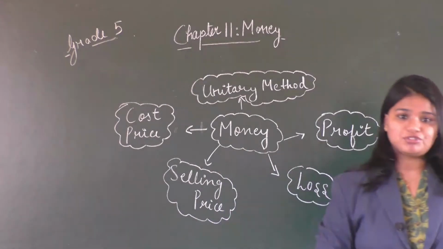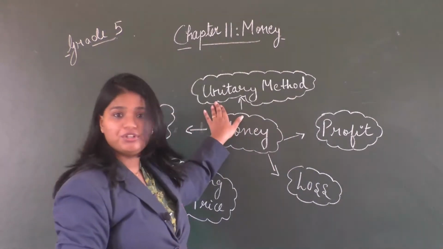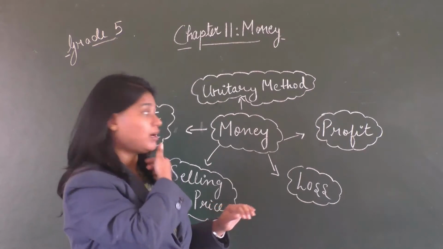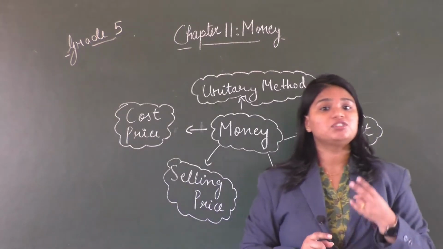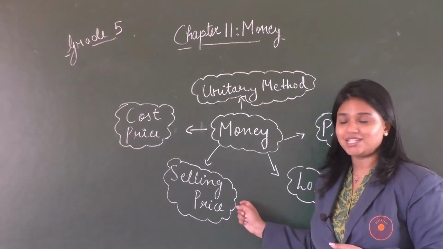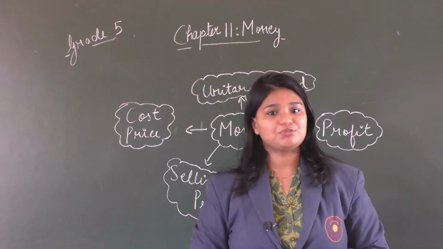This is the mind map for today's session. We will start the class by learning about unitary method. Then we will learn about profit and loss. And under profit and loss, we will learn two new terms, that are selling price and cost price. At the end, we will solve few problems related to money.